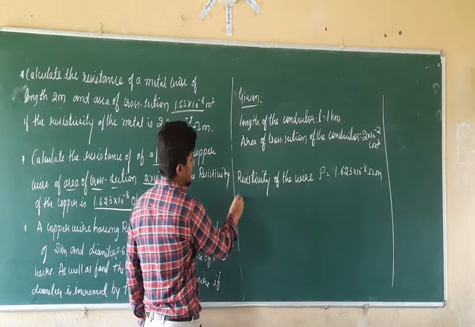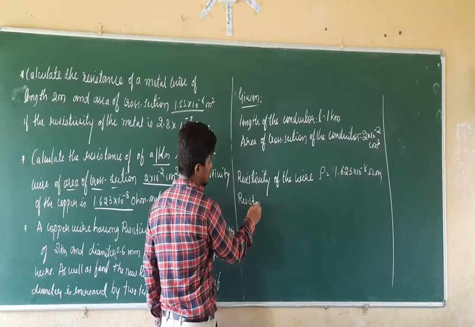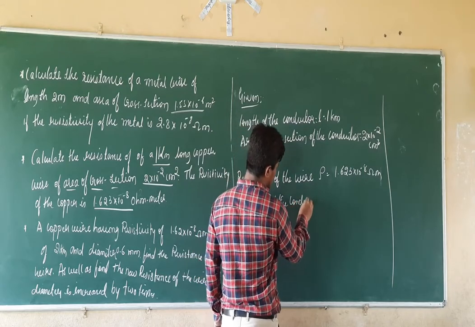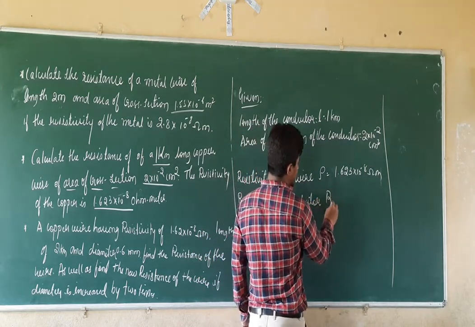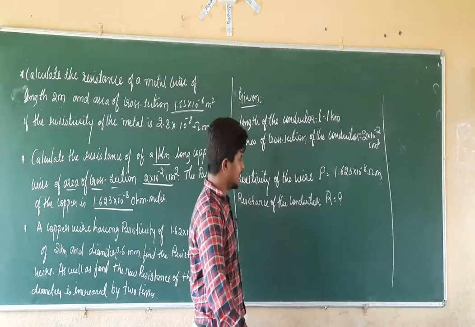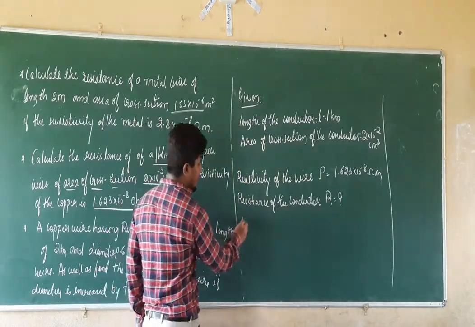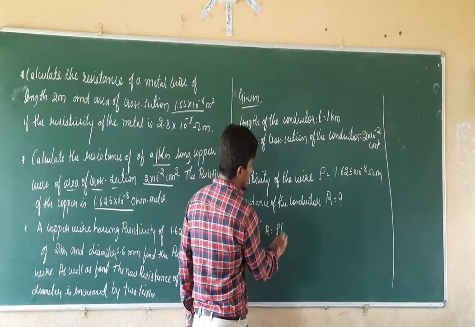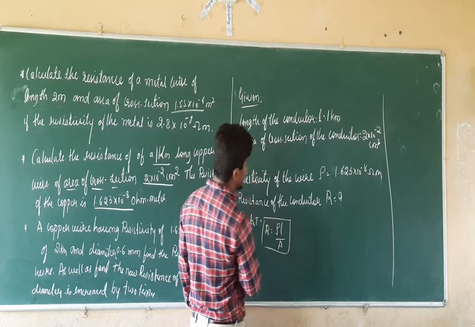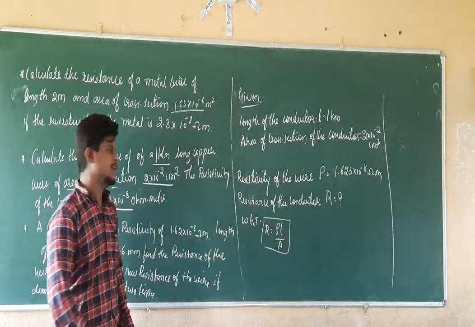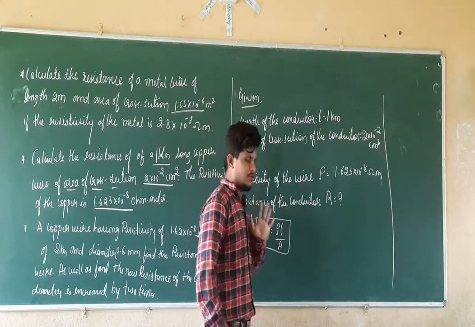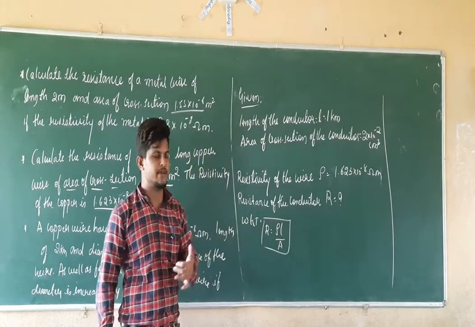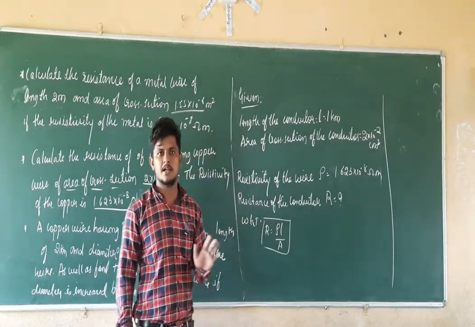Right, what we have to calculate here is the resistance of the conductor, that is R equal to question mark. So we know that the formula for the resistance is R equal to rho L divided by A, where R is the resistance, rho is the resistivity, L is the length of the conductor, and A is the area of cross section. So this is the formula, and everything is given. We are directly going to substitute and find the value of the resistance of the conductor here.